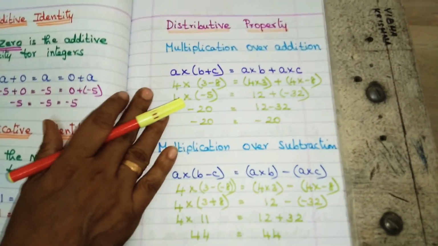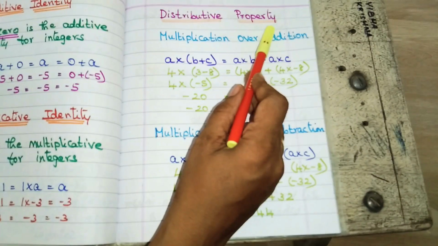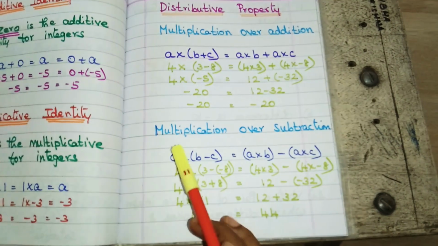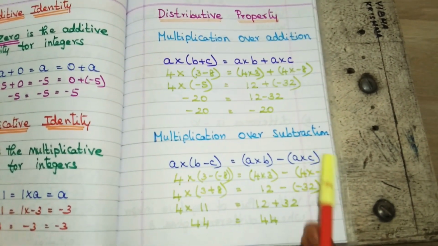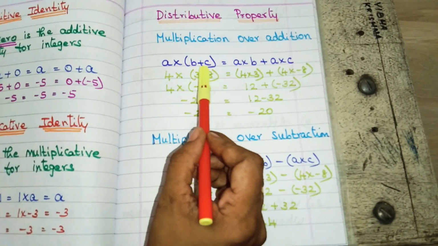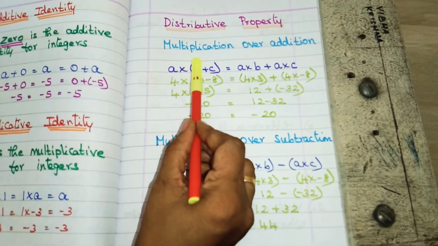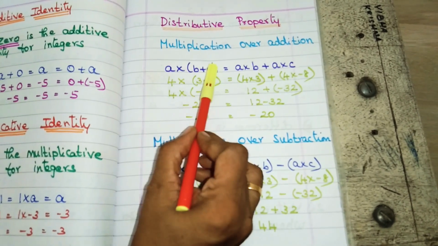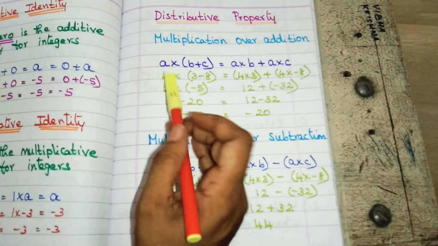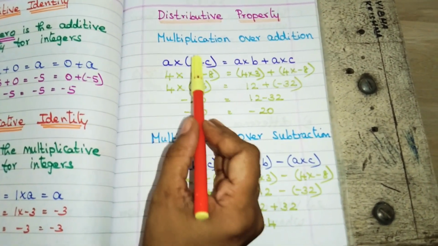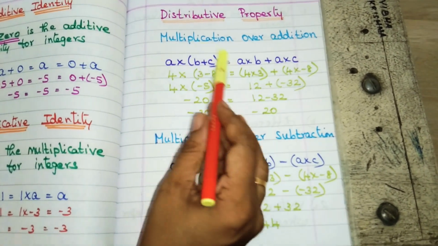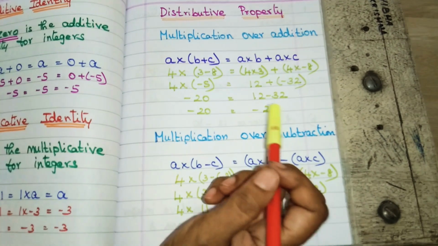Next, moving on to the last property, the distributive property. Here you have two methods, multiplication over addition and multiplication over subtraction. Now the property goes like this: A into (B plus C) is equal to A into B plus A into C. You are going to solve this property using an example. I will give the value of A to be 4, B to be 3 and C to be minus 8.